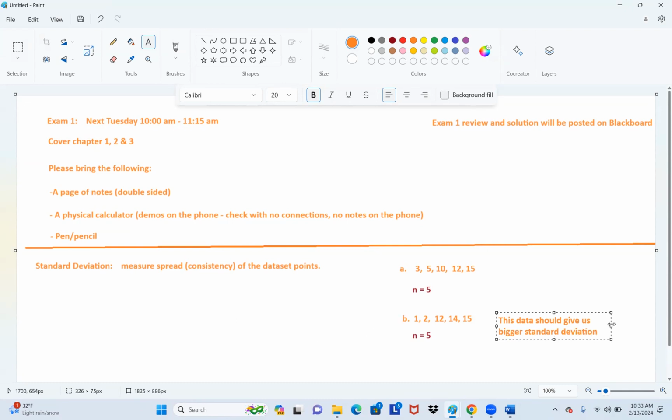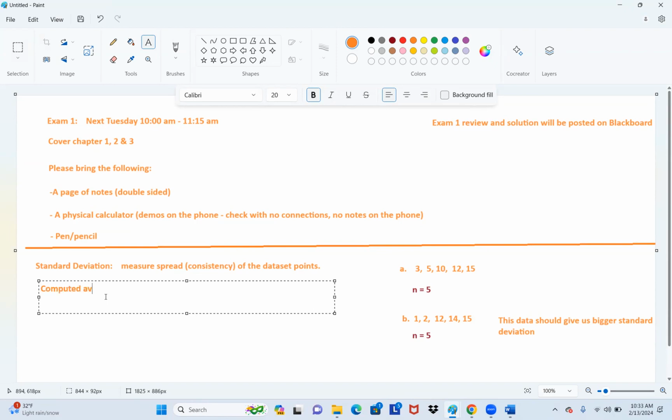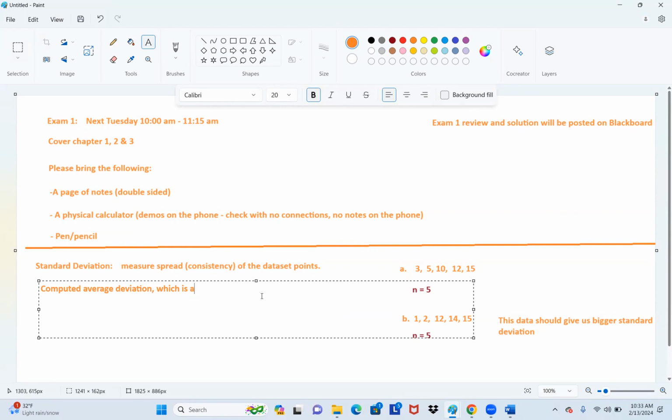In order to compute the standard deviation, we basically compute the average deviation, which is the average difference between each data point and the mean, the average point. I use the word difference because we also have to take the square or something like that.